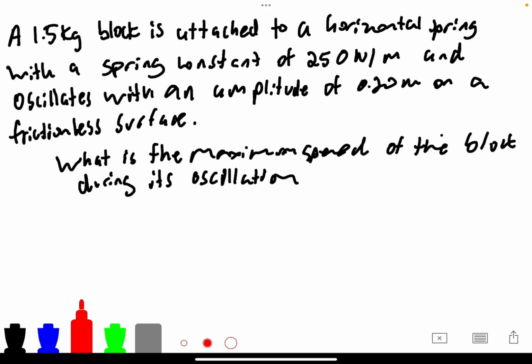A 1.5 kilogram block is attached to a horizontal spring with a spring constant of 250 newtons per meter and oscillates with an amplitude of 0.2 meters on a frictionless surface. What is the maximum speed of the block during its oscillation? So we want to use the conservation of energy. We want to do 1/2 mv squared to get the velocity, but now we set it equal to the potential in terms of the spring. If this was a pendulum, it would have been mgh, but since it's a spring, we want 1/2 k change in x squared.